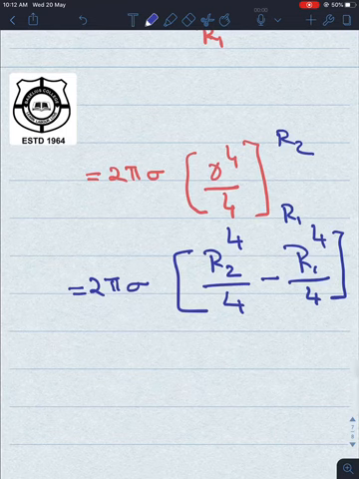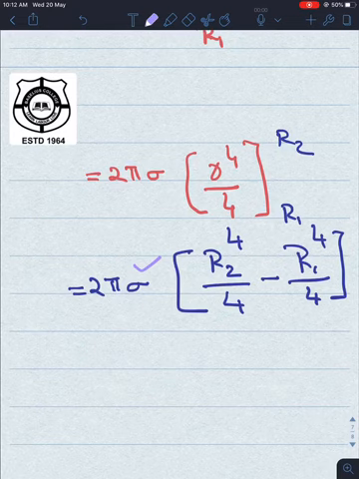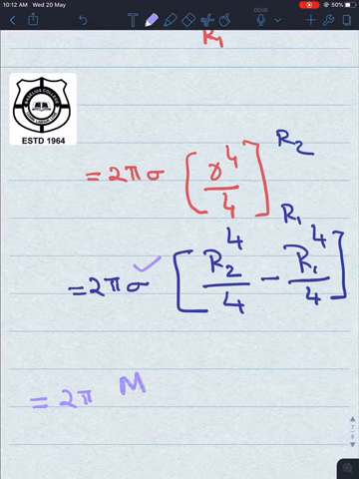Okay, now we can substitute for sigma, and we know that it is equal to 2 pi, what is sigma? Mass over area. Okay, I'll just put it in another line so that you can easily follow.